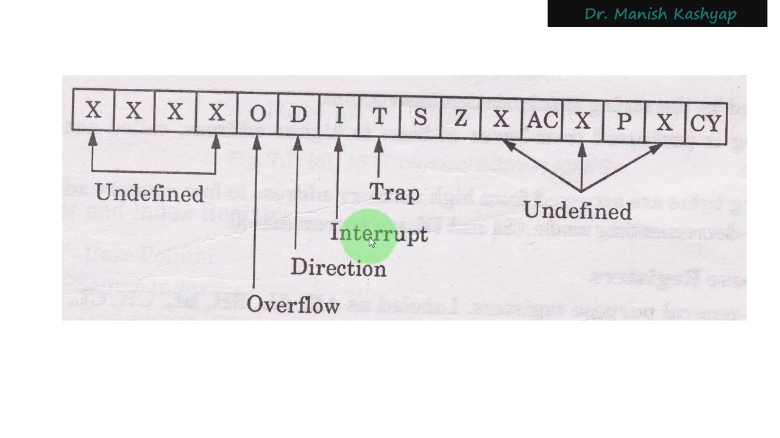Then you have the interrupt flag. This interrupt flag is used in the same way as we had the interrupt flag in 8085, but it was not a part of the status register. However, it has been included as a part of the status register here. And then you have the direction flag.